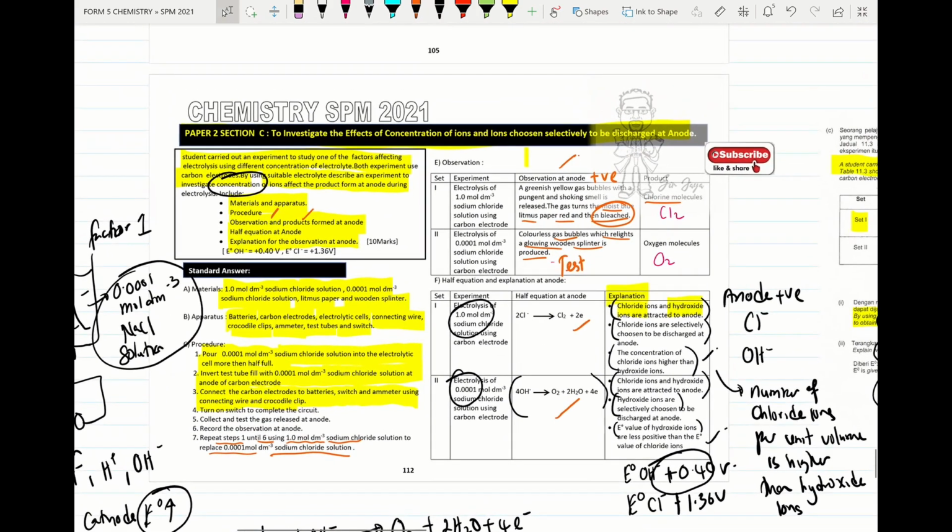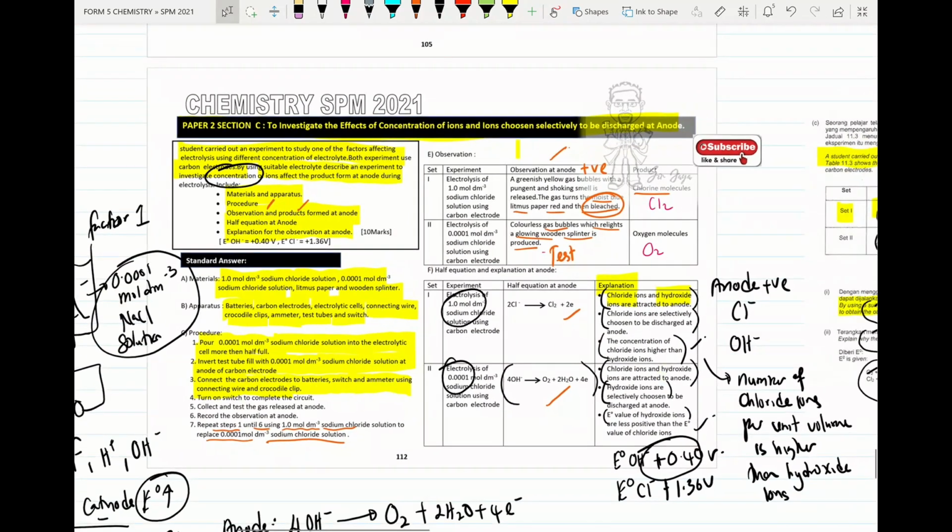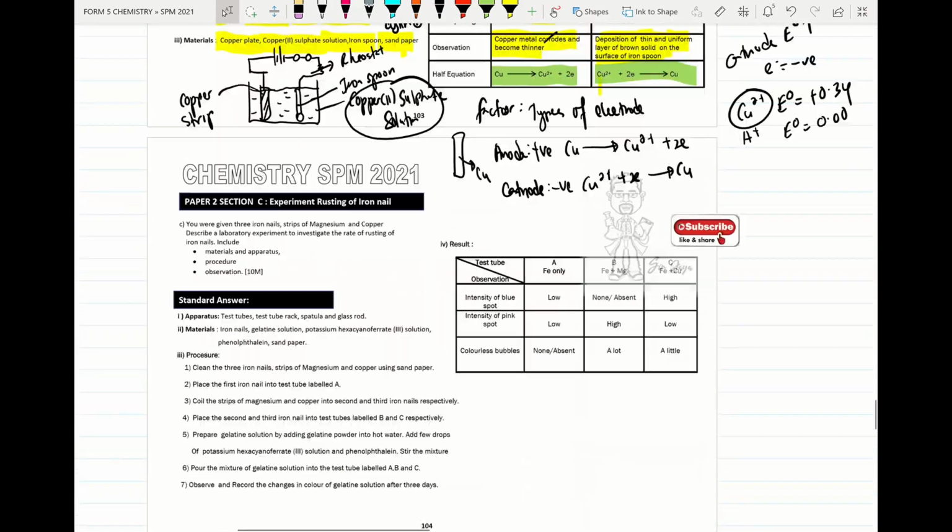So this experiment is very, very important for the SPM chemistry paper. So that's all from chapter 1, redox equilibrium. I hope students will understand and do more questions.